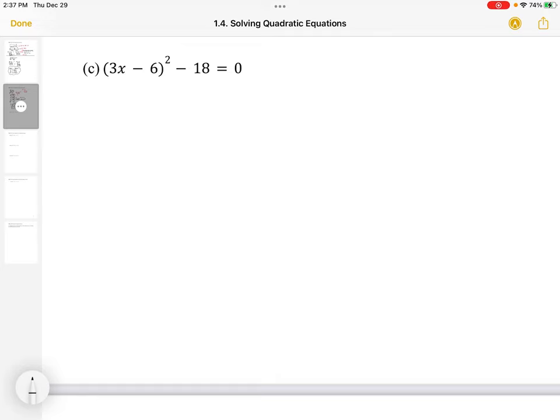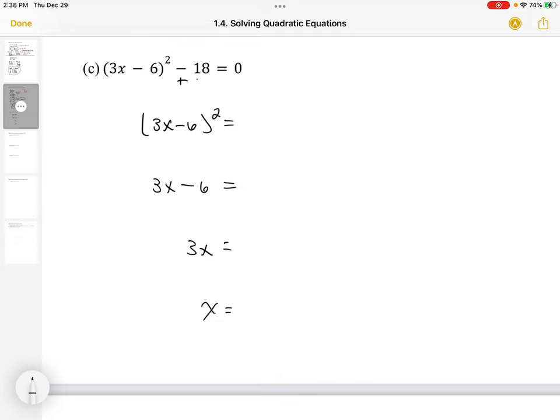In order to use square roots, we need to get something squared alone on either the left side or the right side. So I'm going to work to get 3x minus 6 squared alone on the left side so that I can take the square root of that. And then after I get the square root of that, I'll be left with 3x minus 6 on the left. And then I'm going to work to get the 3x alone. And then I'm going to work to get x alone. So you can see the progression of how I'm going to solve this equation.